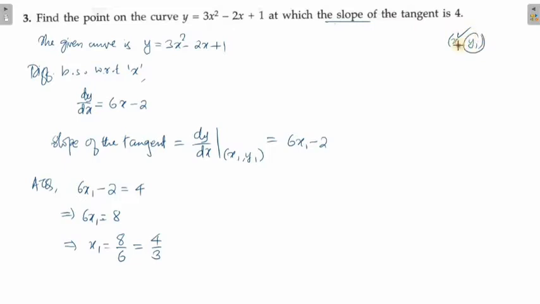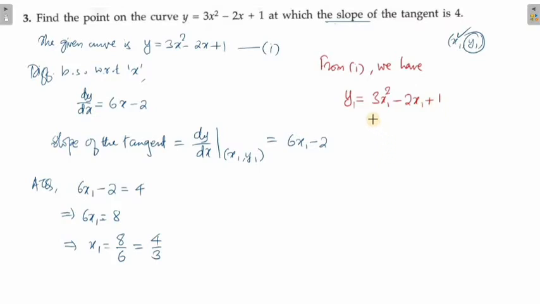Now I want to find y1. How to find y1? For that I am going to use this particular equation, because you know that x1, y1 lies on this curve, so x1, y1 must satisfy this equation. It means that in place of y I can write y1, and in place of x I can write x1. Call this equation number 1. So from 1 we can write y1 is equal to 3x1 square minus 2x1 plus 1.